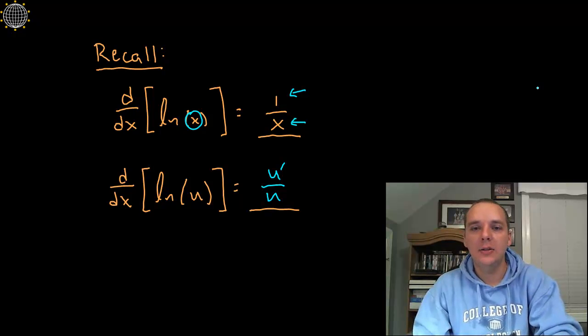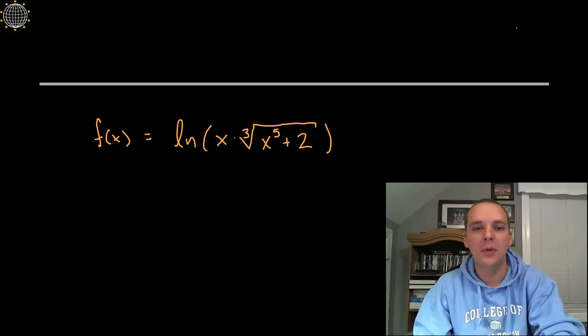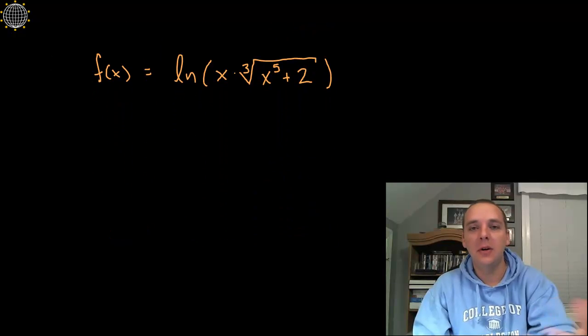See, a lot of these derivatives that will be asked that have natural log functions in there, the inside will be so ugly that it won't really be feasible to take the derivative of the inside and put it over the inside. And even if I could, it would just be really, really bad algebra. Let me show you an example. This would be a very typical test level question. The function is natural log of x times the cube root of x to the 5th plus 2.